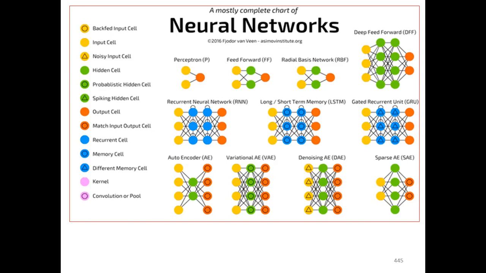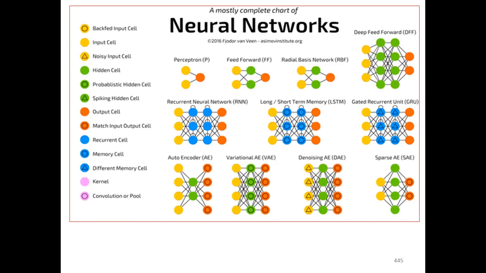Then deep feed forward neural networks, recurrent neural networks, long short-term memory, LSTM, very important in order to solve video and audio applications, especially speech recognition applications, where we are using LSTM. And gated recurrent unit, GRU, and autoencoder, and variational AE, that is one more type, and denoising artificial neural networks, and sparse AE. So these are the various types of neural networks.